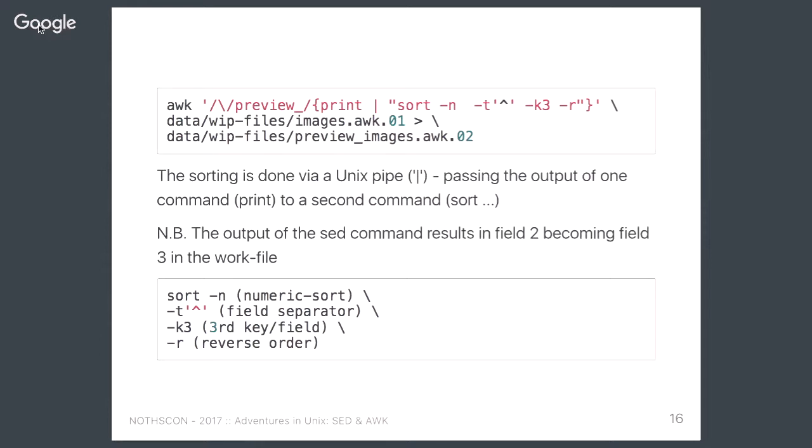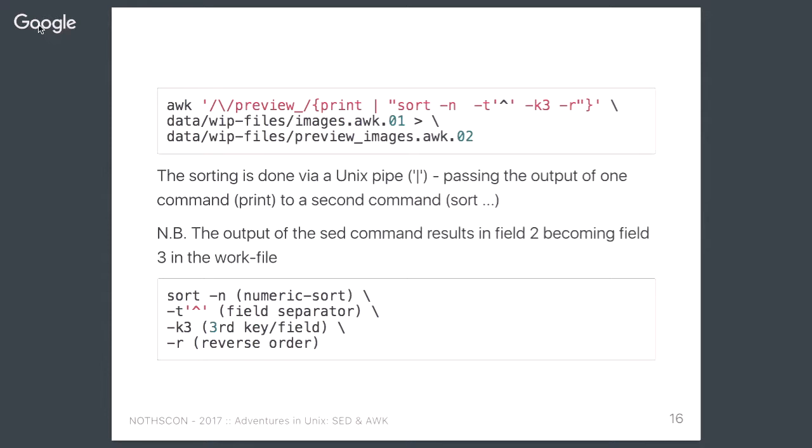And in this case, we're going to look at the search for preview underscore. And then we're going to print out. And while we're printing out, we're actually going to use sort, and we're going to sort our file in order of largest to smallest because we wanted to target the largest files first to make the site more responsive and faster. So we've got our awk command, and what I've missed off that, I've realized, is the minus F to specify what the field separator is. But we're reading from our imagesawk.01 file, and we're going to create a new file, which is the preview imagesawk02.